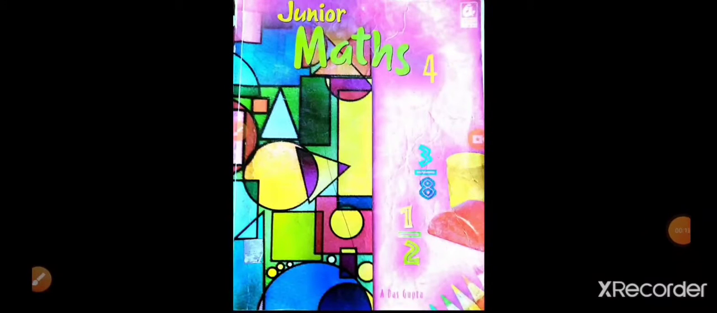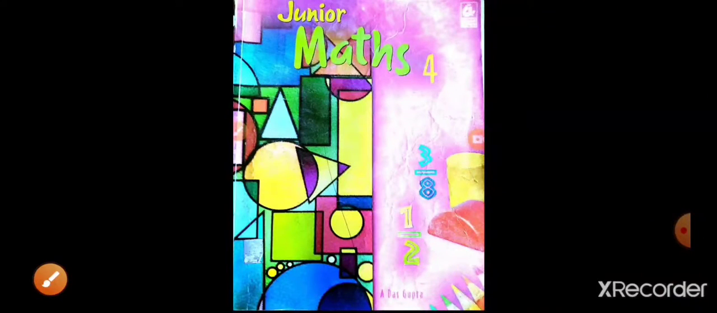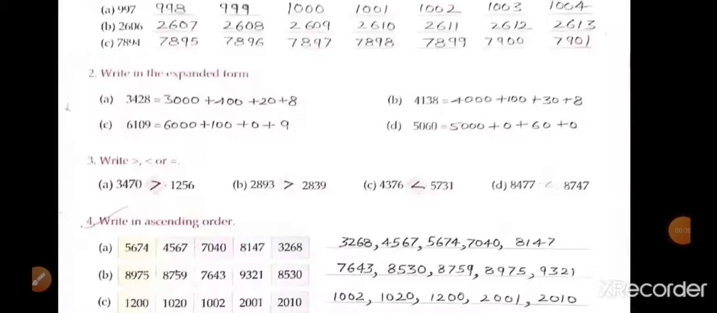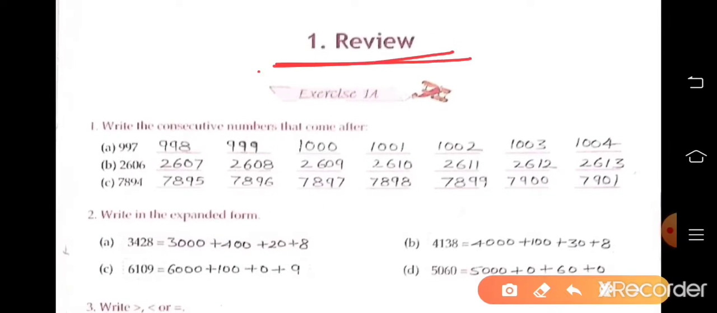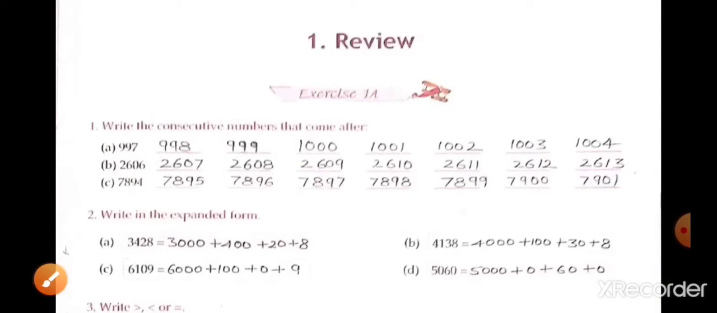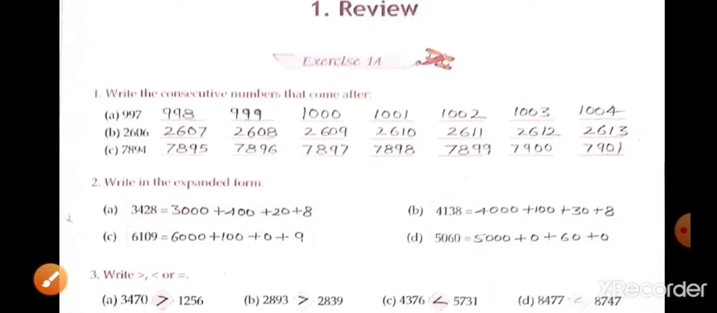This is your maths book of class 4th. Okay, so let's start unit 1. This is page number 1 and here is unit 1, review. The unit name is review, which means we will revise whatever we have learned in class 3rd. So review, exercise first A.